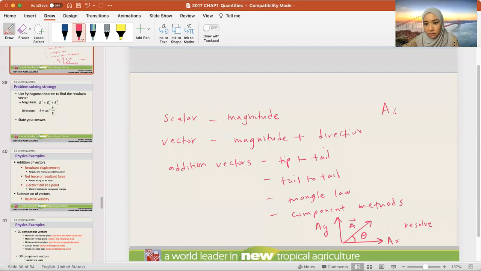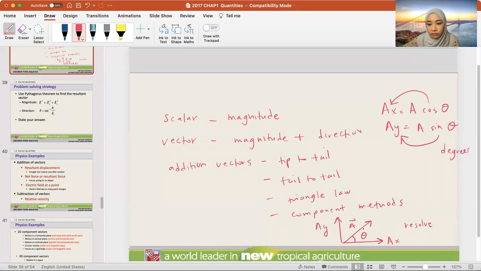So Ax is equal to A sine, sorry, it's A cosine theta, and Ay is A sine theta. Okay, so cosine goes with x, sine goes with y. Theta is in degrees. Okay, so what else here?